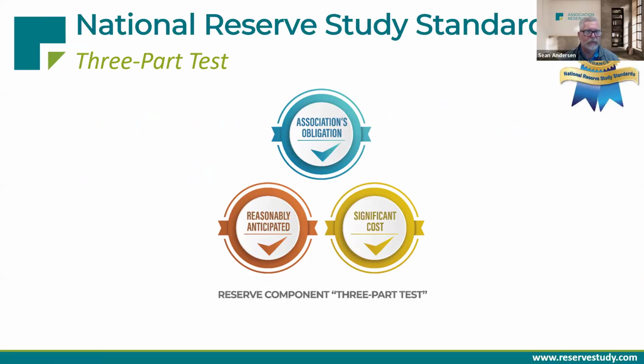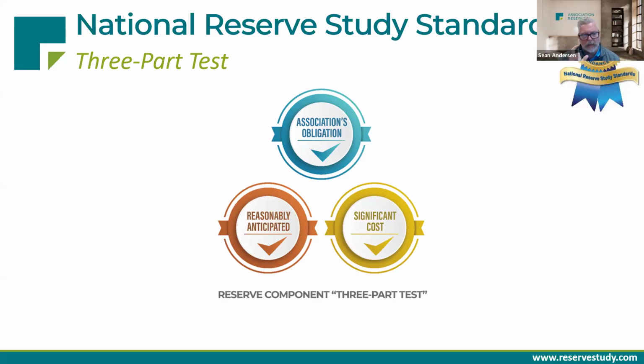It's got to be reasonably anticipated. A lot of the time I'll get pushback, people say, how come you don't fund for earthquakes in the reserve study? Well, if Caltech can't predict it, I can't predict it either. But we know that we can reasonably anticipate when a roof is going to fail. So we want to make sure that it passes that part of the test. Then it's got to be a significant cost to the association.